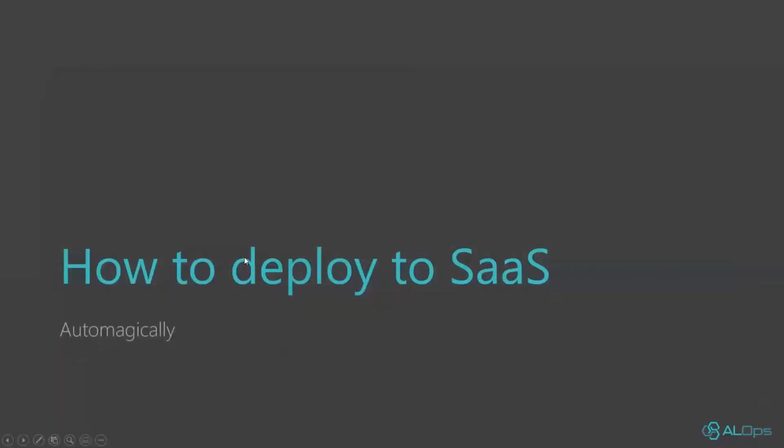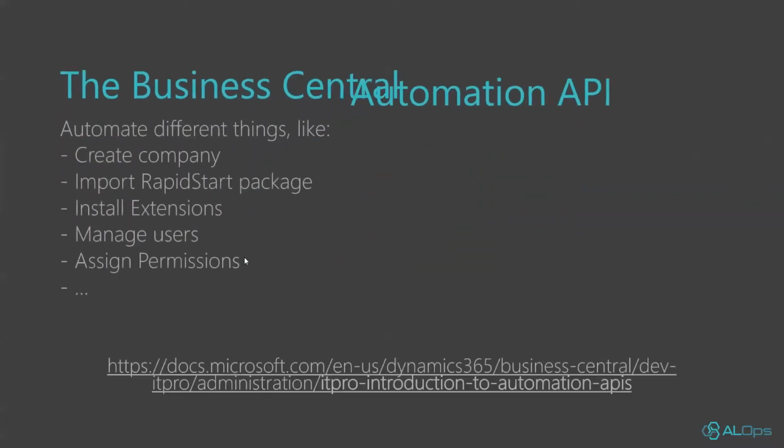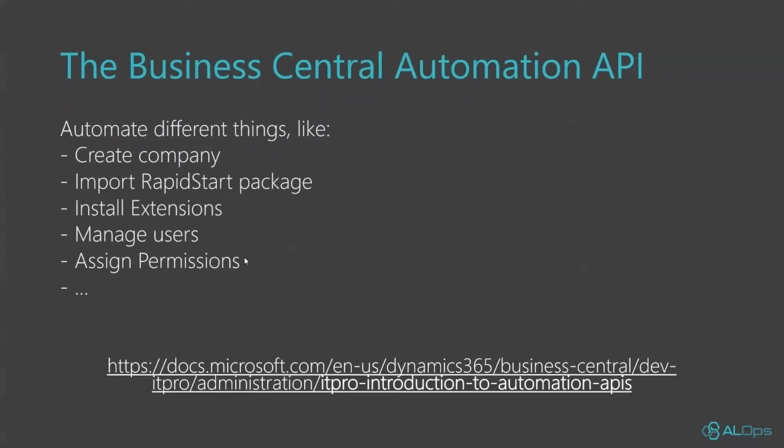How to deploy to SaaS automatically? Well, there is something that's called the Business Central Automation API. It's been there for quite a while, and is actually to automate a number of tasks we can do within Business Central SaaS. Like creating company, like user management, like permission management, all these kind of things.